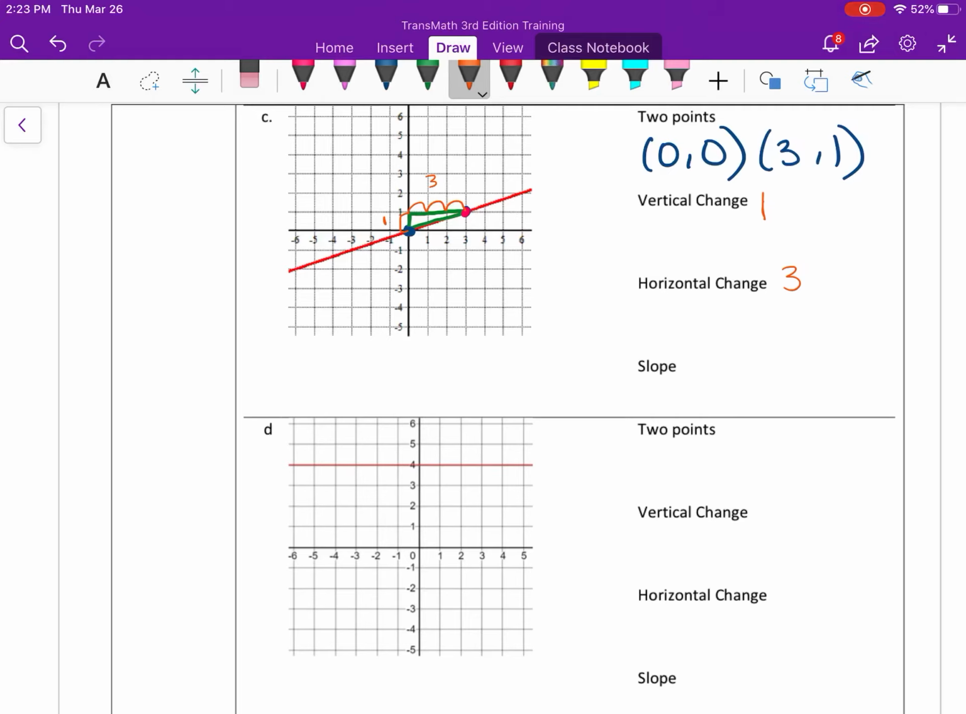So to the right 3 is +3. So that means that the slope is positive. They're both positive. So your slope is the vertical change over the horizontal change. So 1/3. Now that one doesn't reduce, so the slope is just 1/3.